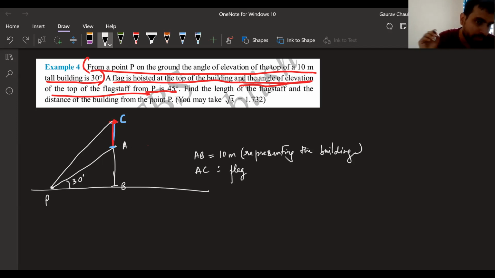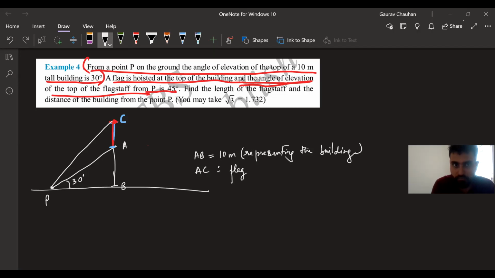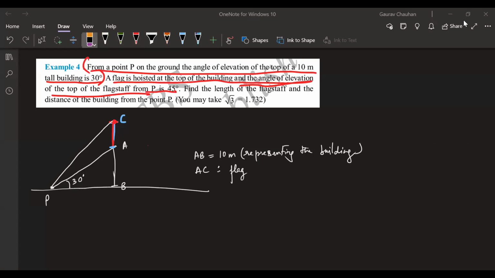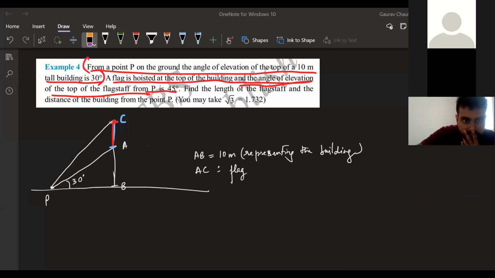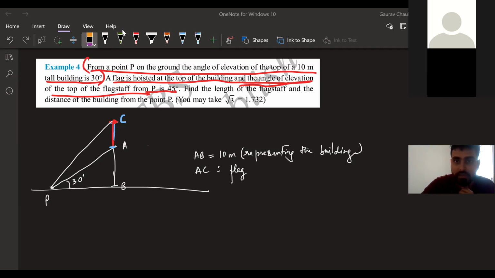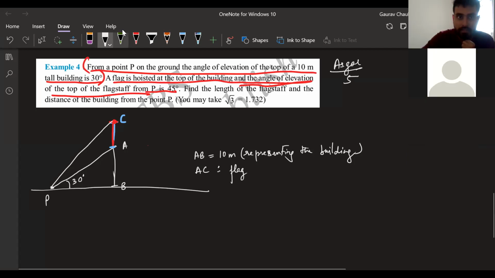Can someone tell me which angle will be 45 degree? Asghar, go ahead. I think angle P, sir. Can you tell me the full name? CPB, sir. Very good, Asghar. Fantastic, Asghar. I'll give you 5 points here. Angle CPB, this full angle.